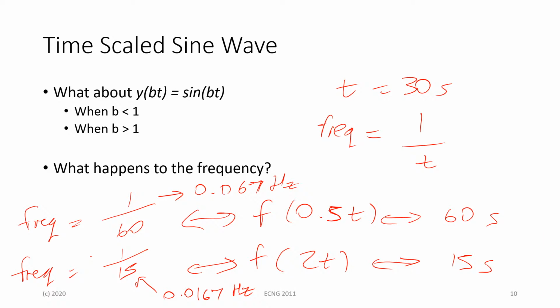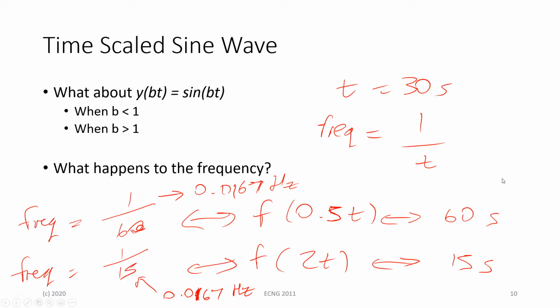Here was my calculator. Right, so this one is 0.167, and this one is going to be 0.067. Yes. Thank you for that correction.